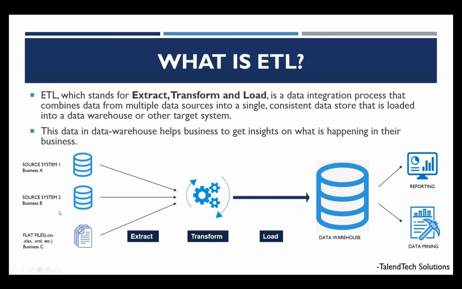We have business A, business B, and business C. These might be different countries' data, different state data, or whatever it might be, right? So all of this data we have from different sources, we extract it, we transform it based on the business rules, standardizations, validations, and we load it into one data warehouse where we get all the information.